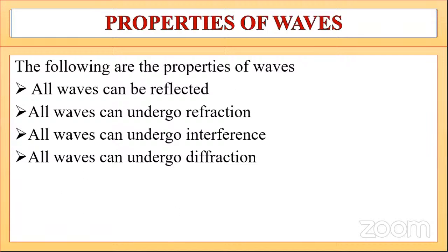So these are the four main properties of a wave. It can be reflected, it can be refracted, it can undergo interference, and it can be diffracted. These are the main properties of a wave.